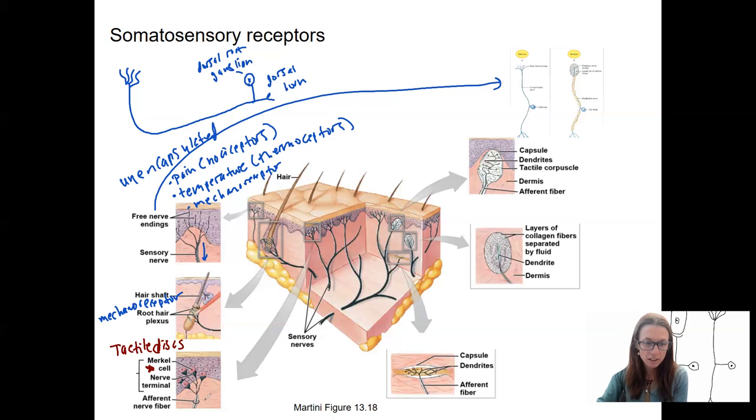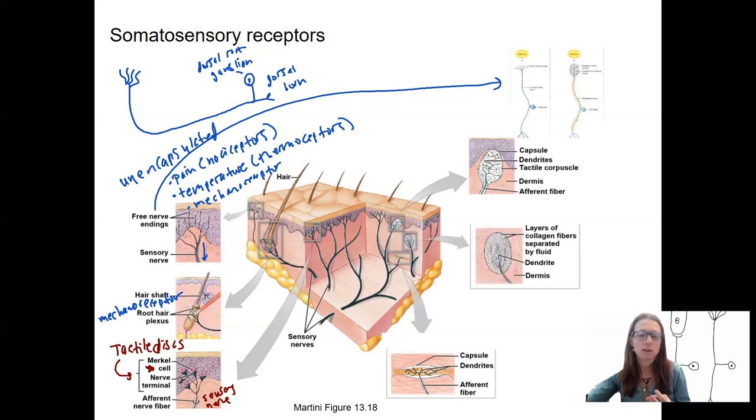So here is the sensory nerve. It's funny, this figure has them called different things. Sensory nerve, the same thing as an afferent nerve fiber. Okay, these two things together, the Merkel cell plus this terminal, is a tactile disc. So the tactile disc is the functional thing that's going to detect and start information flow to the central nervous system. These are also mechanoreceptors and exteroreceptors, right?